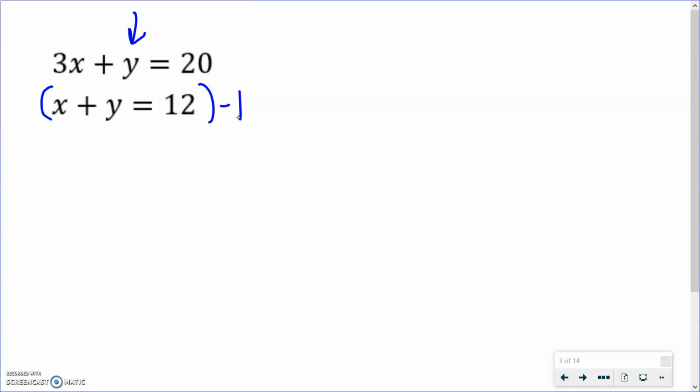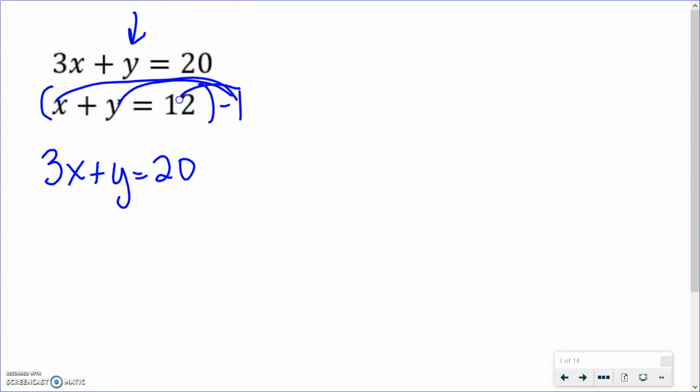And if I added it together right now, I would get y plus y is 2y. And that's not helpful. I want y plus negative y, which is going to give me 0. So I'm going to just rewrite the top equation. 3x plus y equals 20. And then I'm going to multiply all of the things in this equation.